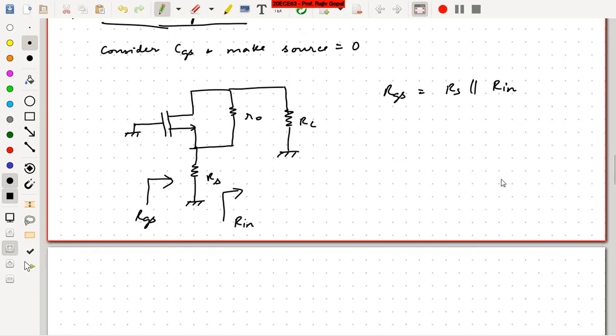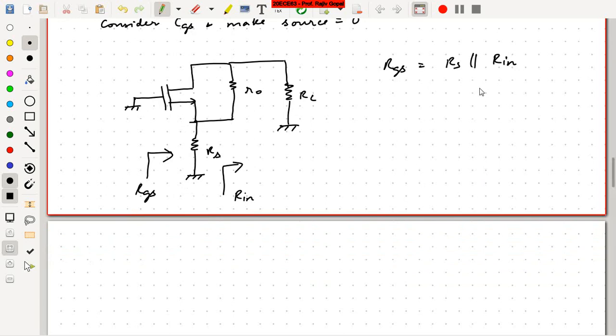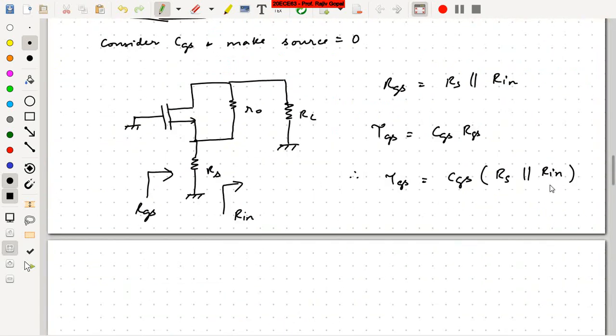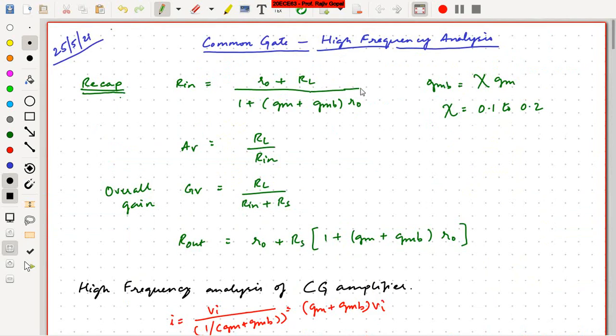Now CGS is already known. So I get tau GS is equal to CGS into RGS. Therefore, tau GS is equal to CGS into (RS parallel RN). RN value we have already derived earlier. So if you come across this in your problems, then the RN can be calculated using this formula.